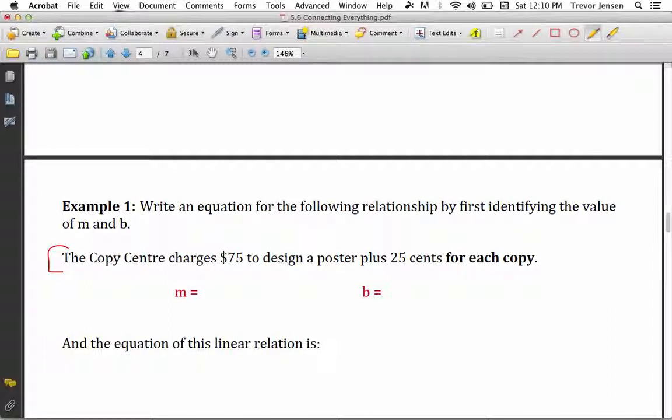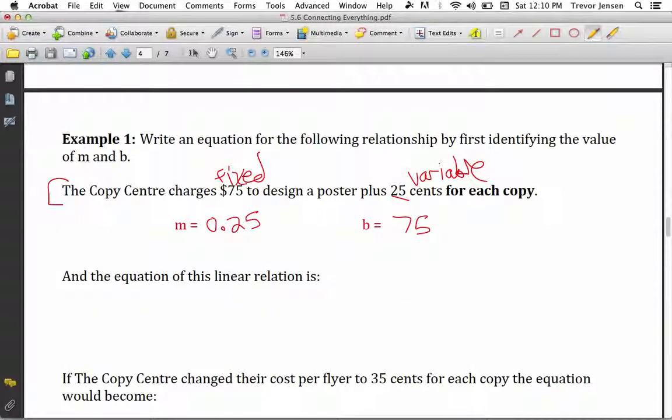So they charge $75 to design the poster. So that's your fixed cost. And then they charge 25 cents for each copy. Okay, 25 cents per copy, that's your variable cost, or your rate of change. So m is the variable cost, so that's our 0.25, 25 cents. And our b value, our fixed cost, or our initial value, is the $75 they charge you to design it. Therefore, we know the equation is y equals mx plus b, so it's y equals 0.25x plus 75.